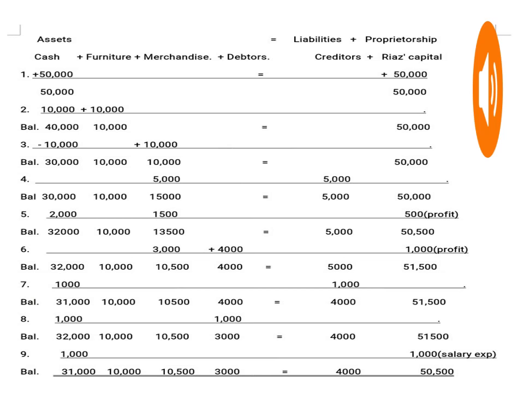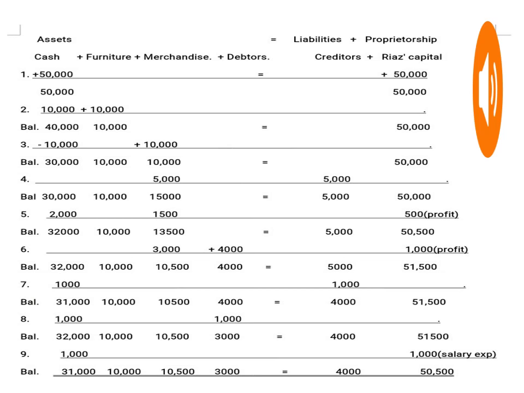The effect of this transaction is that the accounting equation is still balanced. The debit side is equal to the credit side. Transaction number 2 is that purchased furniture on cash, rupees 10,000. In this transaction, they said that the furniture was purchased on a cash basis.